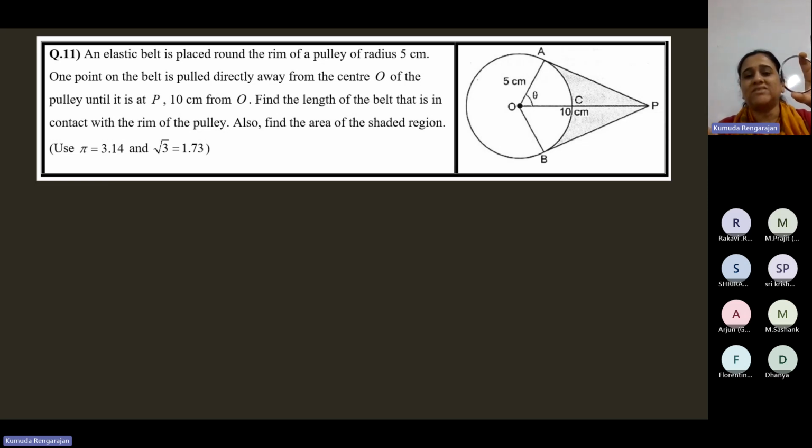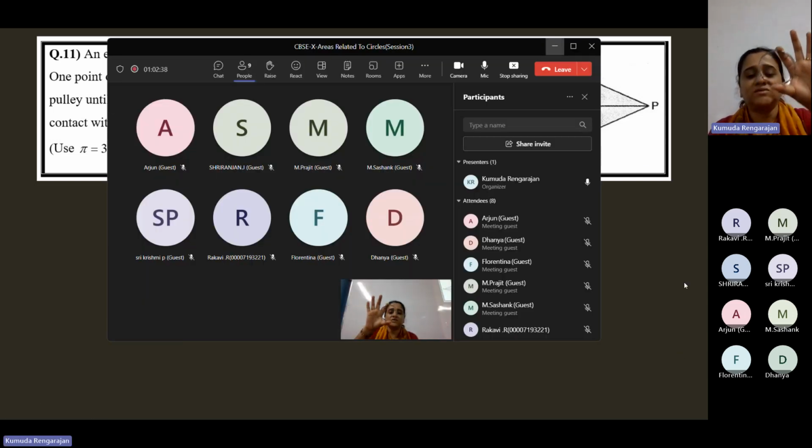Those line segments inside, OA, OB, all that is not seen in the actual setup. That is to show the radius of the pulley. Leave that. Can you see that portion outside the circle, outside the pulley? Yeah, that's what it is. So this is the pulley and there's an elastic belt going around the rim of the pulley.